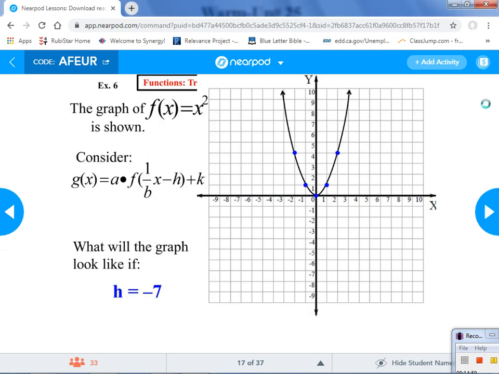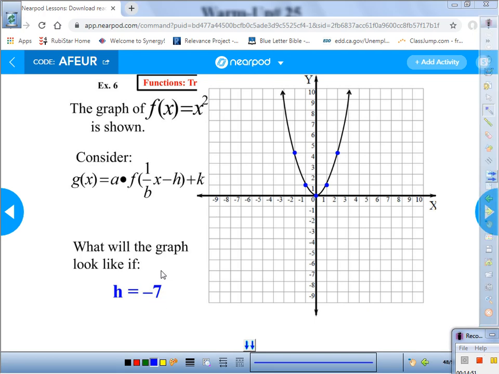This one, H is being substituted in here. Do they give us A? No. B? No. K? No. So therefore it's G of X equals F of X plus 7. Why plus? Because what is in here? Negative. And what is this one? Negative. And what is negative times a negative? Positive. But what did we substitute? Negative 7. So we go to negative 7 over here, and we just graph the whole thing on this side. Next.